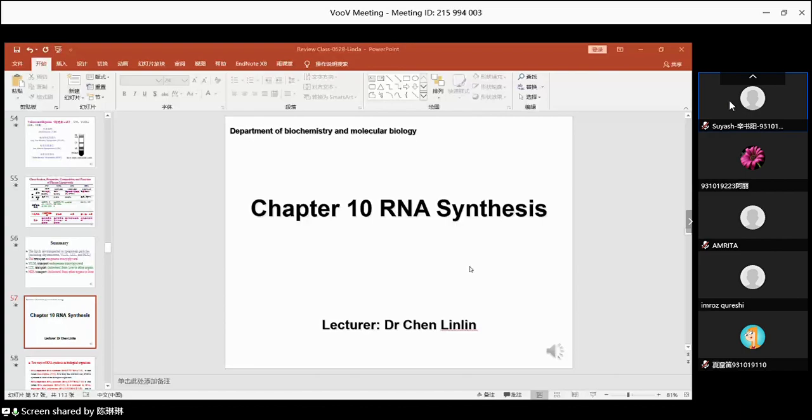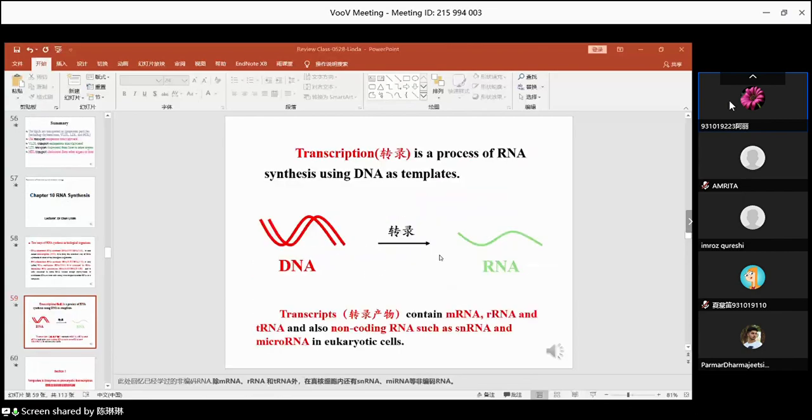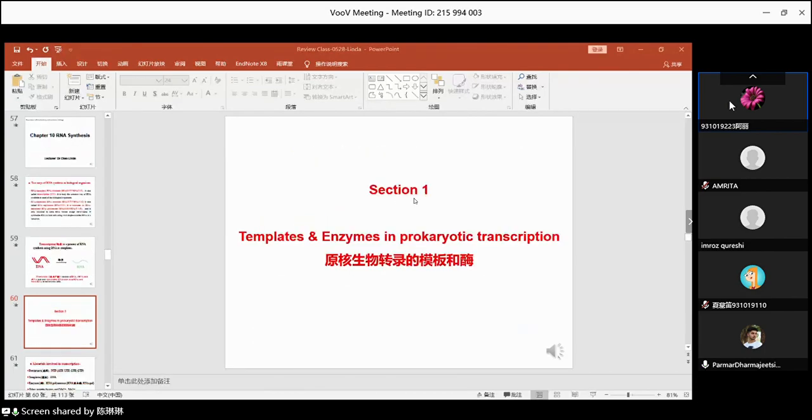And in the next chapter, I will introduce RNA synthesis. In this chapter, first you should know that there are two ways of nucleic acid synthesis: one is transcription, and the other is replication. You should remember the definition of transcription. It is the process of RNA synthesis using DNA as a template.